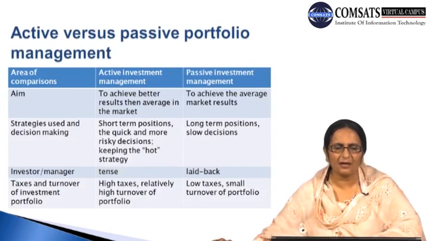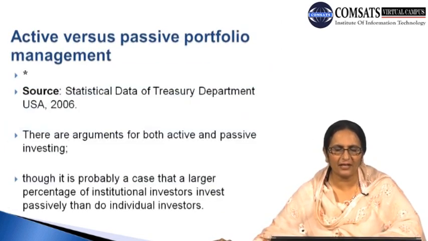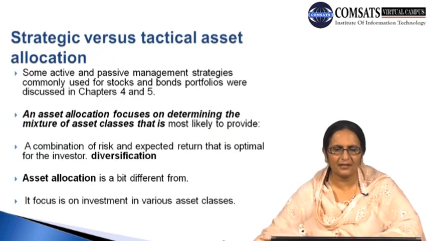Then we have the comparison of active and passive portfolio management with the help of a table, and there we covered different areas to undertake the comparison. And then we discussed that asset allocation focuses on determining the mixture of asset classes that is most likely to provide the combination of risk and expected return that is optimal for the investor.